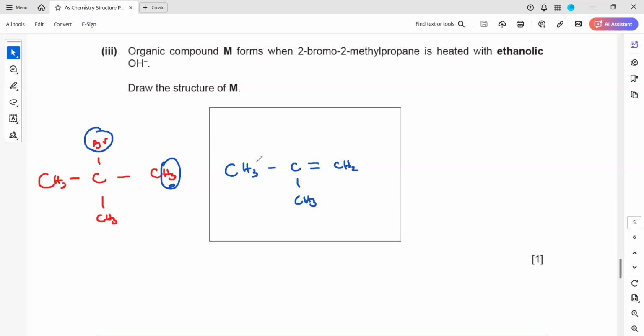Or you can draw the double bond here as well. You can remove the hydrogen from this one. As a result of removal of hydrogen, this will be CH2, there will be a double bond to C, CH3, and then CH3. Yes, we did that elimination reaction. So whenever an elimination reaction occurs, it will form an alkene.